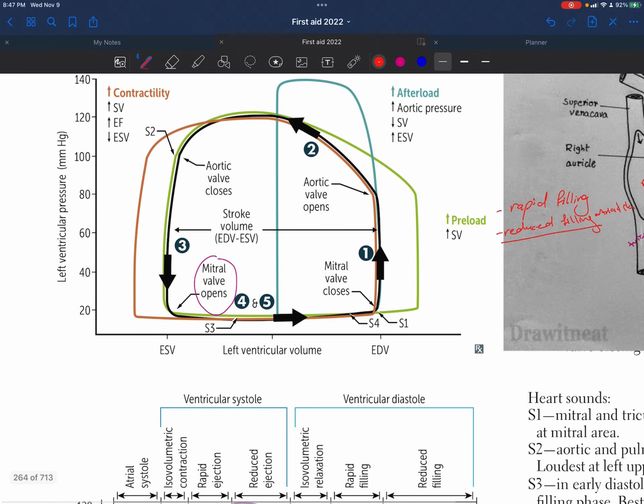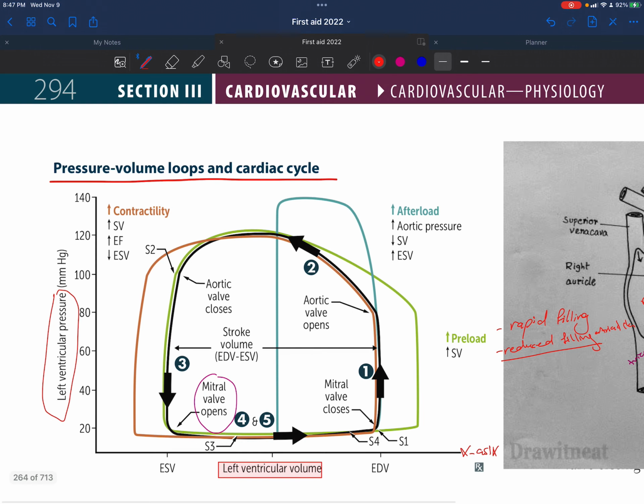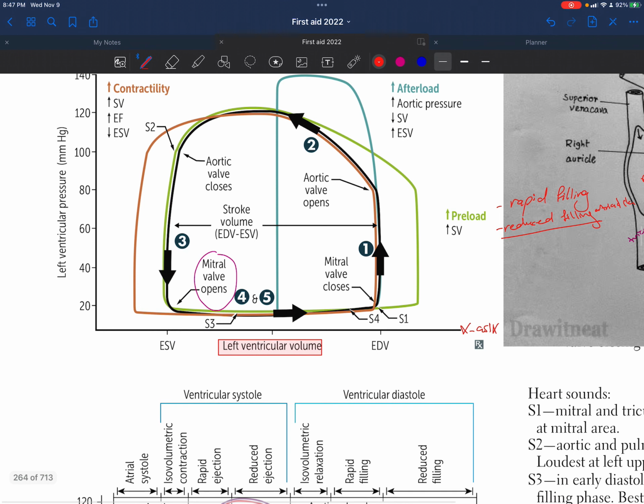So this graph represents the relationship between the left ventricular volume and the left ventricular pressure. This is the x-axis, as we know, and this is the y-axis. If the graph goes to this side on the x-axis, the values are going to be increased, because this is the zero number.